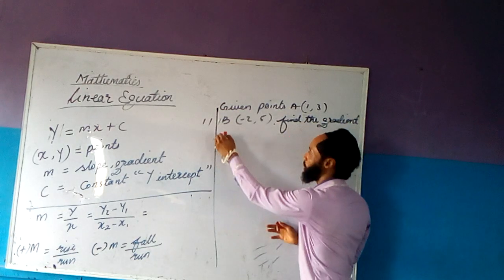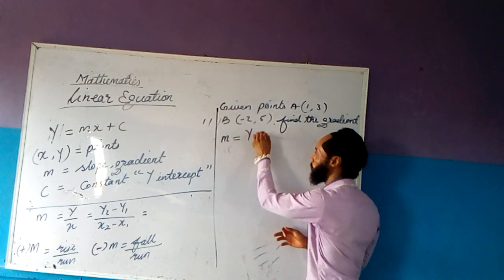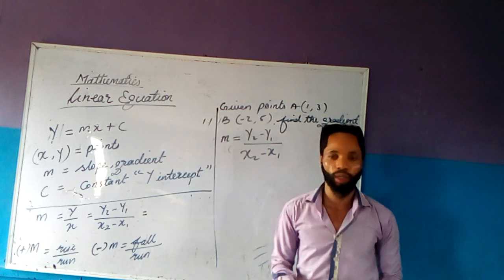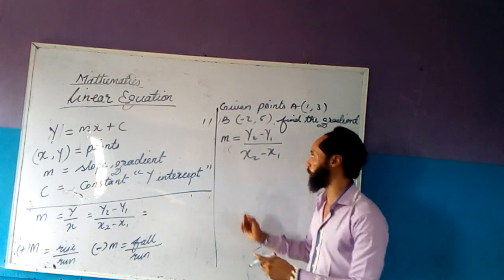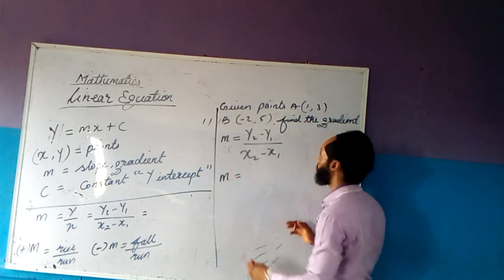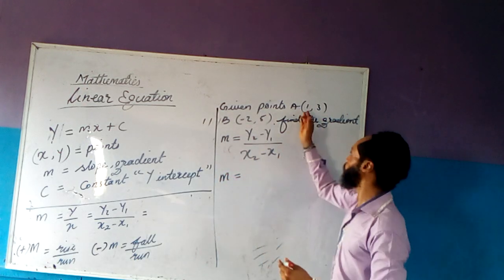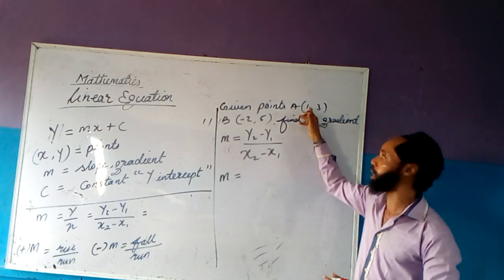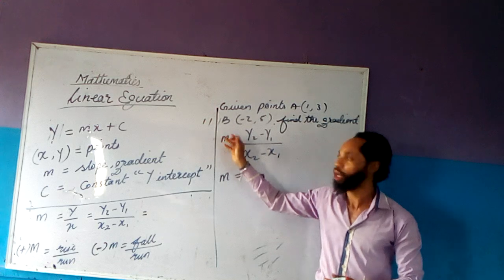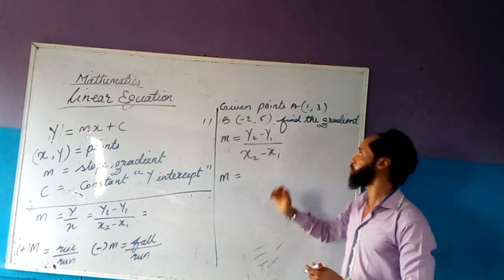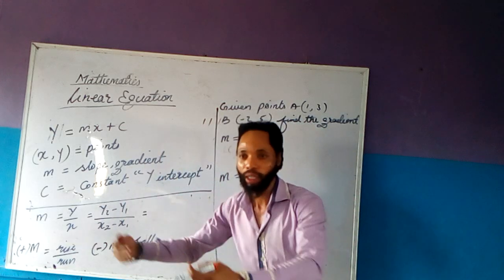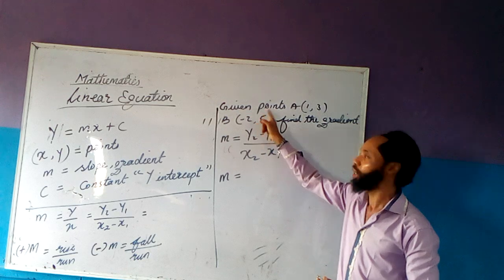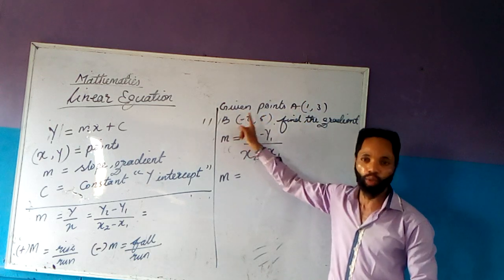So what is the gradient? The gradient is m, our slope, and it's expressed as y2 minus y1 over x2 minus x1. Remember, when we're given 2 points, this will be our x1 and our y1. Then this will be our x2 and our y2. Because the first point is for 1, the second point is for 2. So x1, y1, x2, y2.